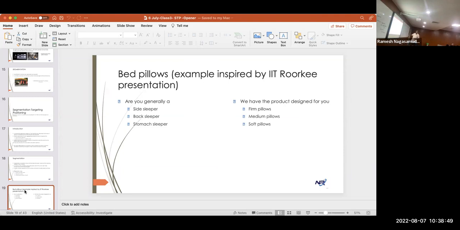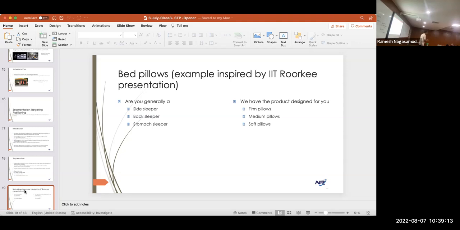Imagine, in the middle of the night, I have to get up and change my pillows because I'm changing my sleeping position. So sometimes you cannot over-segment a product, and then it'll never sell. If I really go and buy, I'll be confused. I don't know really what to buy for myself. So over-segmentation could be a problem. And that also happens when you have too much choice.